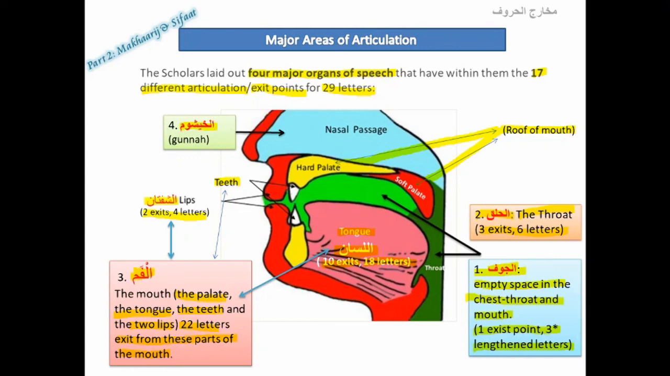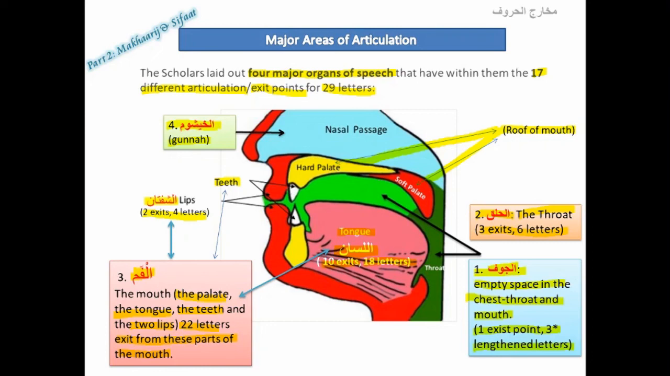And then we have the last one, which is al-khayshum, the ghunna, the nasal passage, which is a sound. There are 2 letters that have the khayshum associated with them, the nasal passage sound, and there are certain rules that also need this nasal passage. So this is the 4th one.